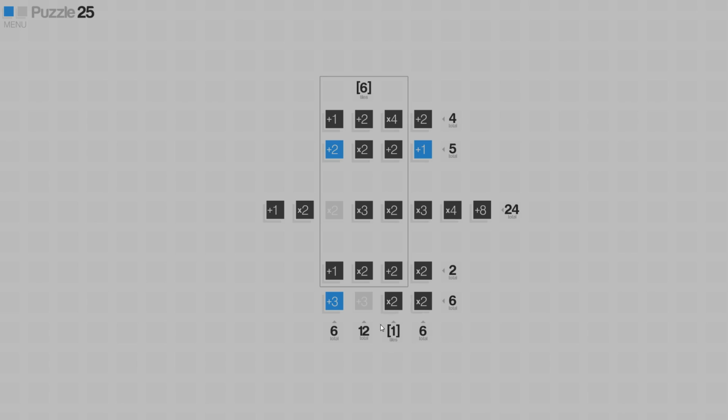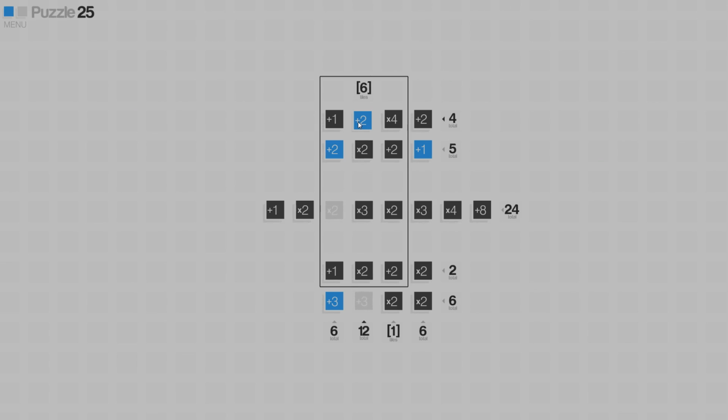Oh, can we look at this clue again here? 12? Well, we definitely need the +2, obviously, because if we remove the +2, we would have 0 times 2 times 3 times 2. That's 0 in the end. So the +2 has to be part of the solution. We need to mark that.